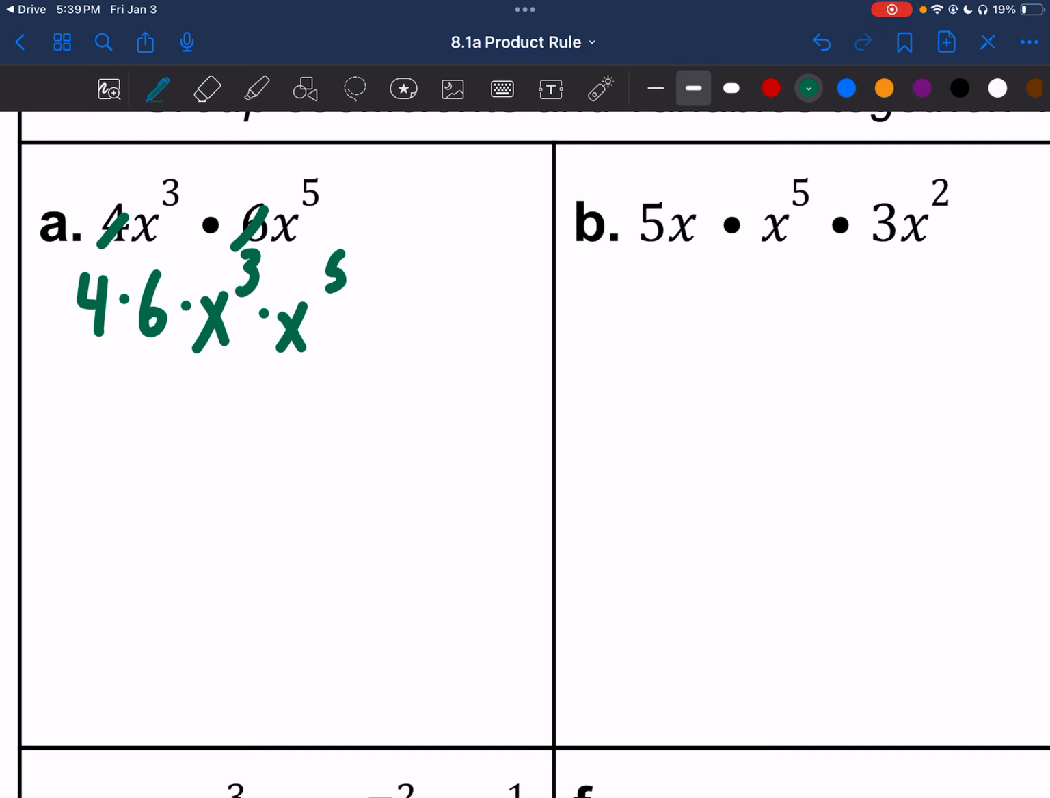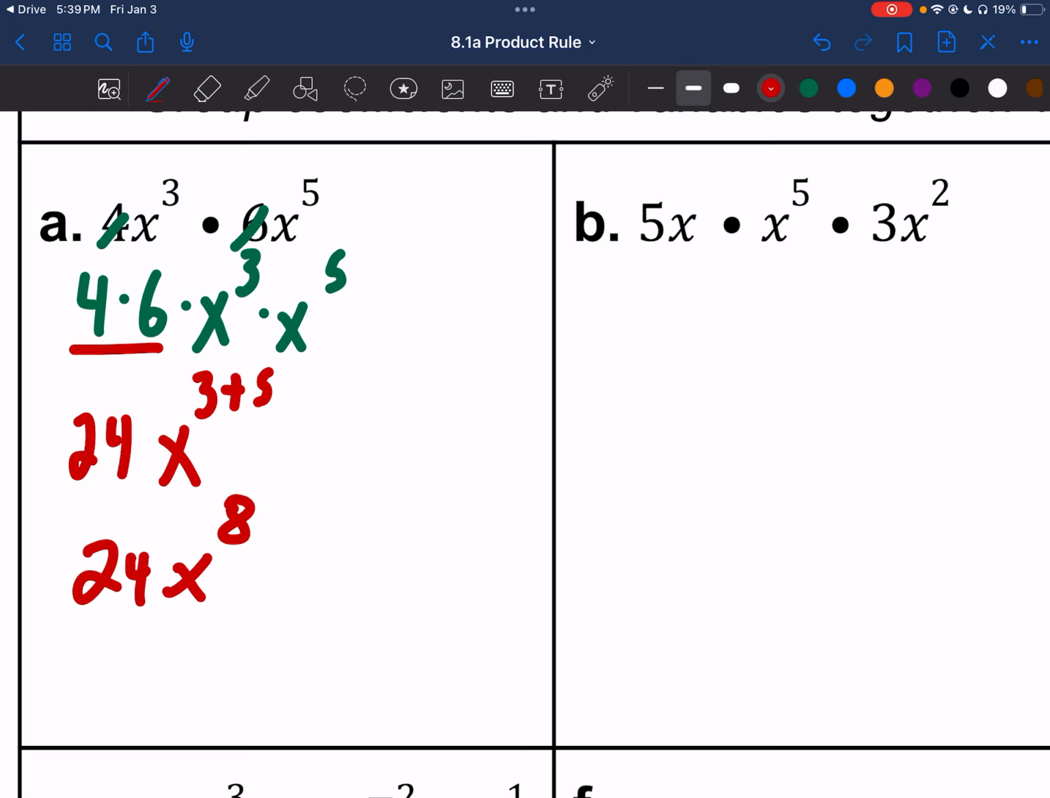Okay, so now we're going to use the product of powers rules to simplify what we have here, now that we've rearranged it. So the first thing we do are coefficients, right? We're going to do numbers first. 4 times 6 gives me 24. And then we have x to the 3rd times x to the 5th. So that's x to the 3 plus 5, right? Our base is the same. We're going to add the exponents. And when we simplify that, we get 24x to the 8th power.